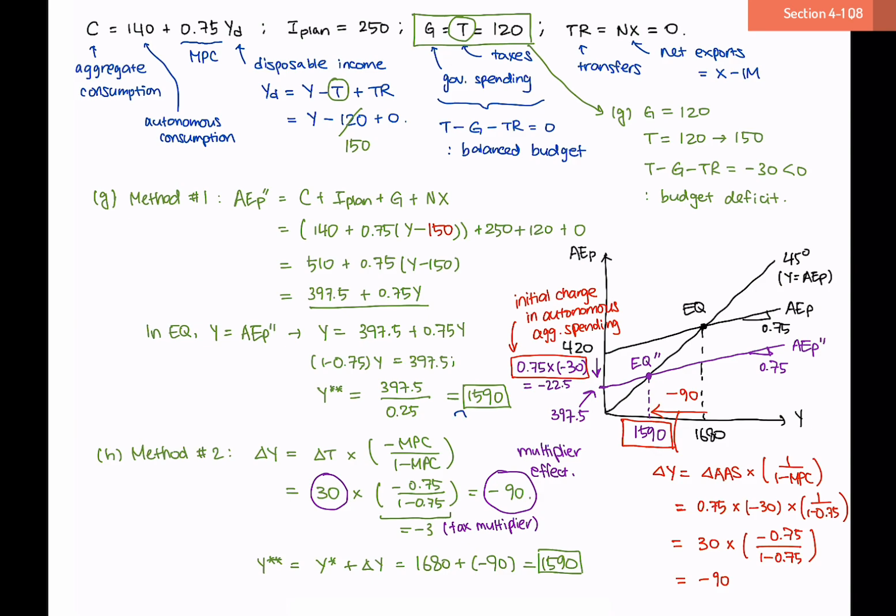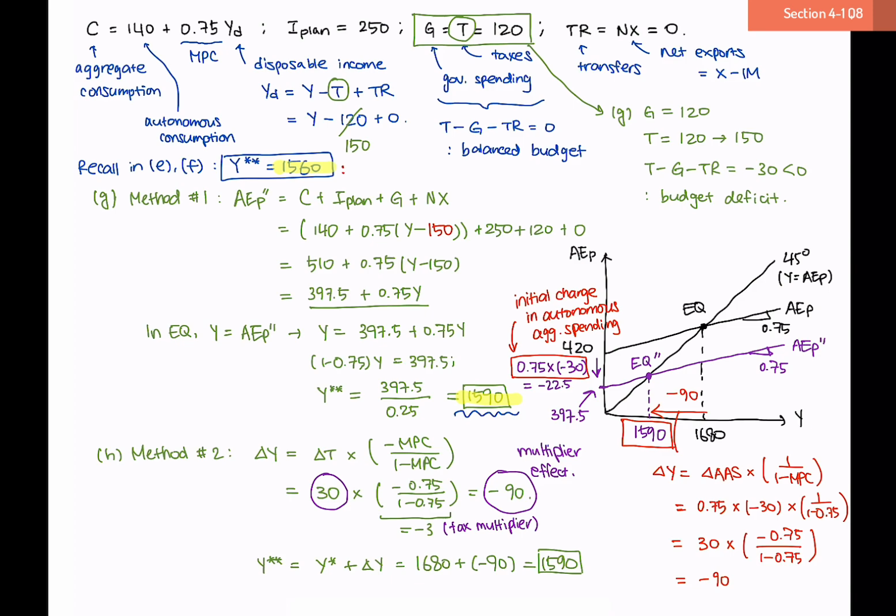We can see this if we compare the results from the earlier parts when we had our government spending fall by 30 versus when taxes rose by 30. When government spending fell by 30, our new equilibrium output was at 1560, while if we have a rise in taxes, our new equilibrium output is slightly higher at 1590. That's because government spending has more of a direct impact on your planned aggregate expenditures.